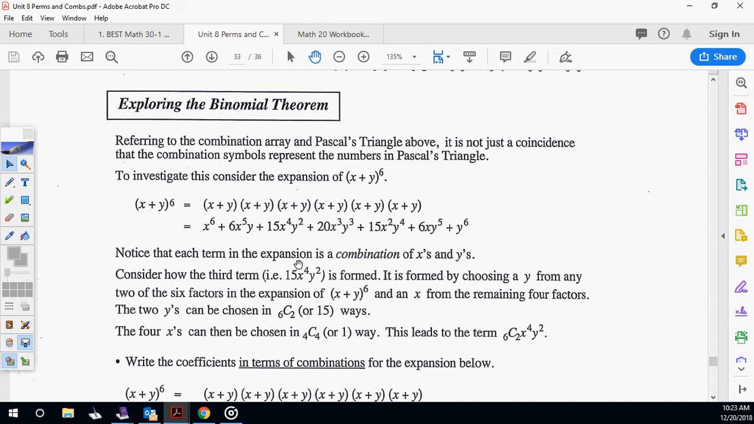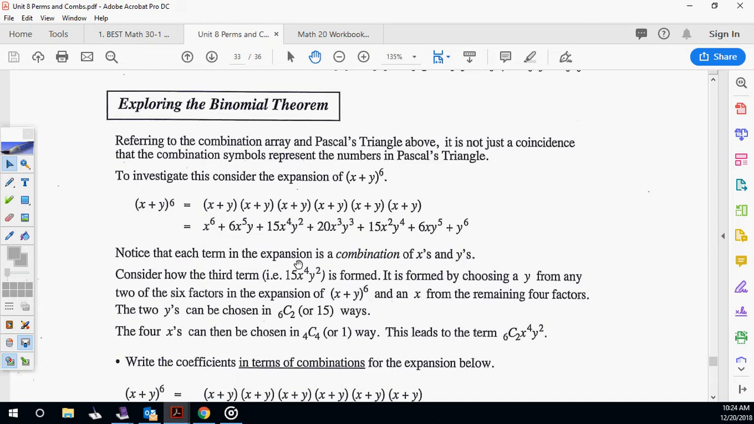It says notice that each term in the expansion is a combination, okay, obviously you're focusing on the word there, combination, of x's and y's. Consider how the third term, 15 x to the 4th y squared, is formed. It is formed by choosing a y from any two of 6 factors. I'll say it again. It's formed by choosing a y from any two of 6 factors.